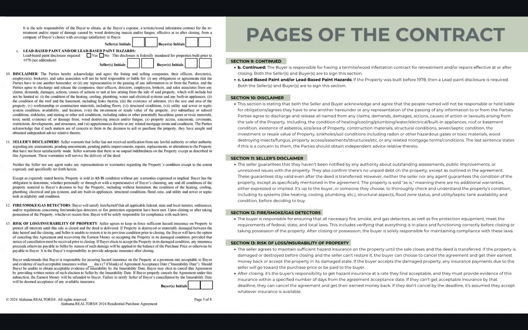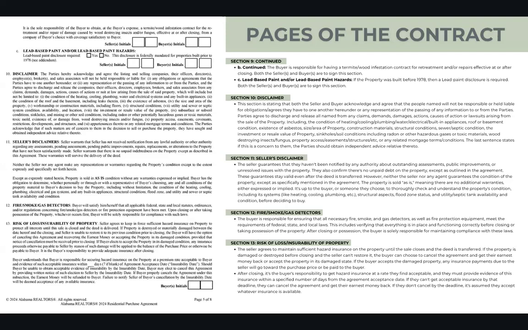Section 10, disclaimer. This section states that both the seller and buyer acknowledge and agree that the people named will not be responsible or held liable for obligations between one another. Sorry, I don't know why that was written that way. But the parties are going to agree to discharge and release all of the names from any claims, demands, damages, actions, causes of action or lawsuits that arise from the sale of the property.